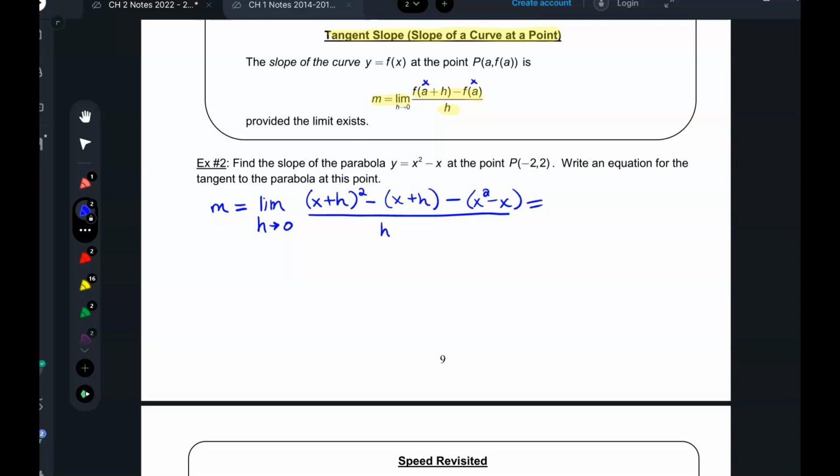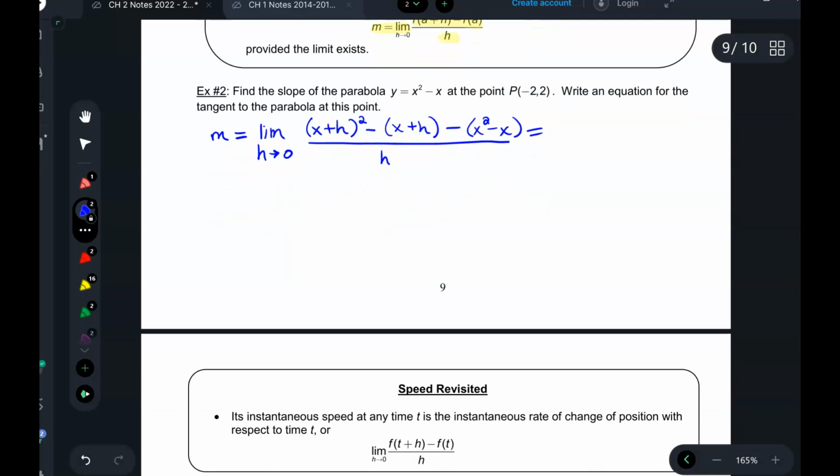Remember, if you can't get h to cancel, then we made a mistake somewhere. The whole idea is at the end, you should just have something in terms of x. And then if you have the slope, go ahead and write the slope intercept.